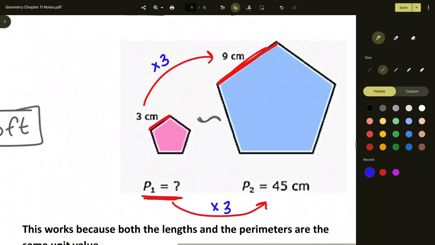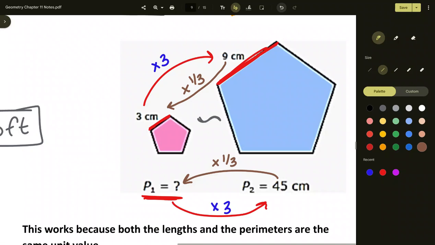pentagon. Now, sometimes thinking what times 3 is 45 is a little bit tricky, so we could go backwards as well. We could say 9 times 1/3 would get us the number 3. So 45 times 1/3 would also get us the perimeter of the small figure.